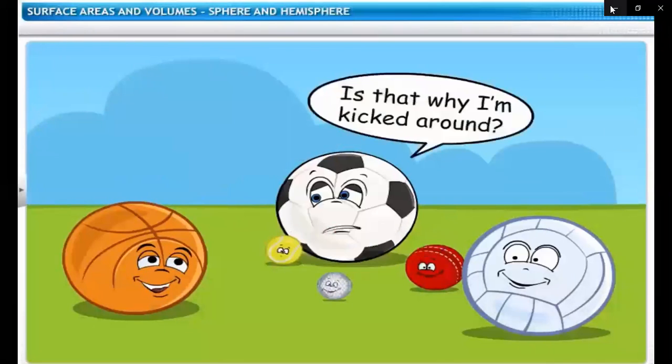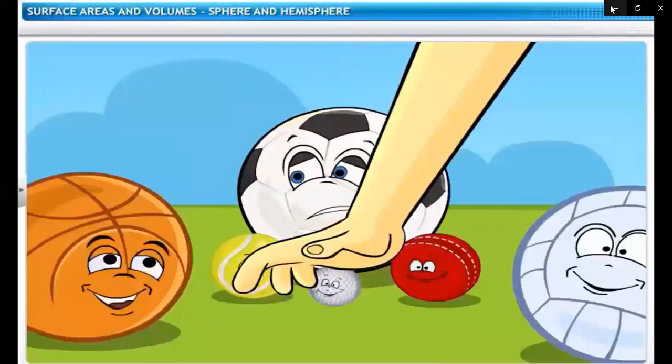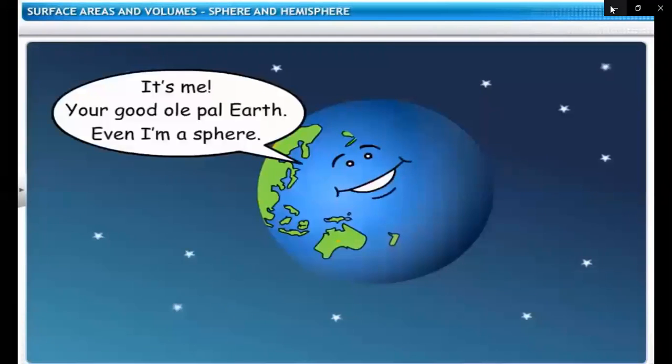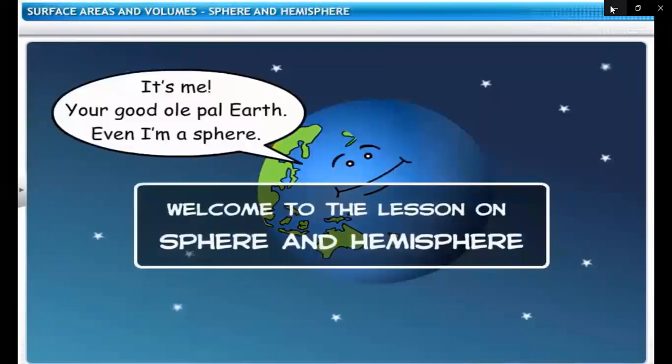And today we'll be discussing the last portion of chapter number 13, that is surface areas and volumes. That is all about sphere and hemisphere. So welcome to the lesson on surface area and volumes of sphere and hemisphere.